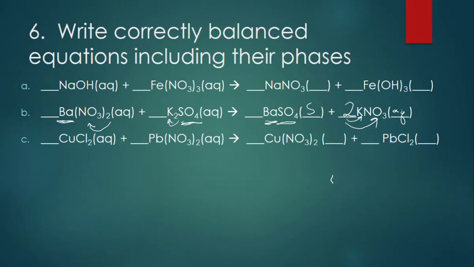This side of the room, volunteers, before I volunteer you. Thank you, Daylin. How many Cus? How many CLs? Correct. There are 2. How many PVs? How many NO3s? All right. It's all balanced. Look on your chart. Find CuNO3 too.